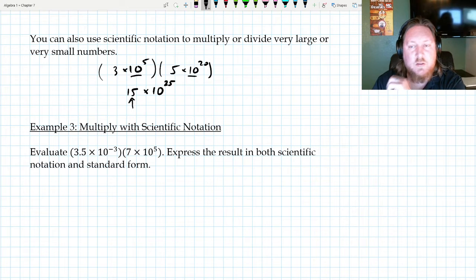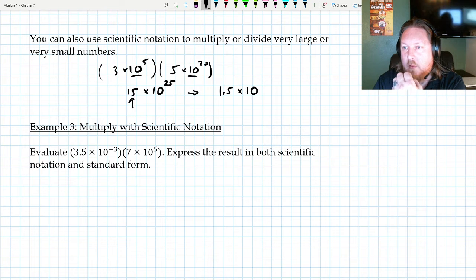Now, when you do this, you have to pay attention. Is your a value still good? I notice I have a 15 for an a value, which is bigger than 10. So I have to take one more 10 out of it, make it 1.5, and that makes it just a smidge bigger.